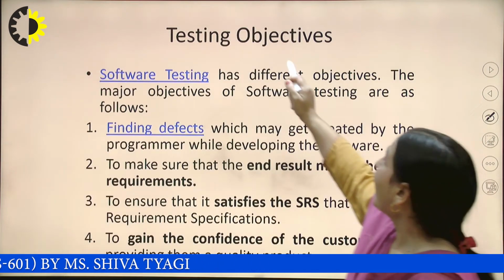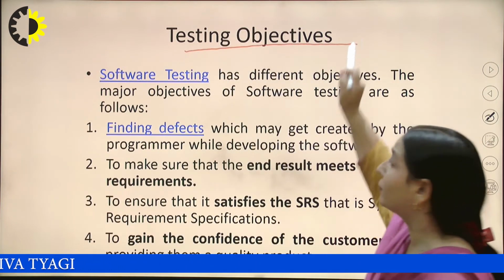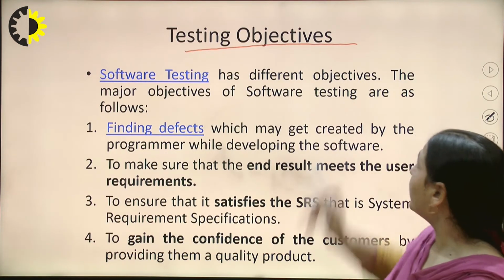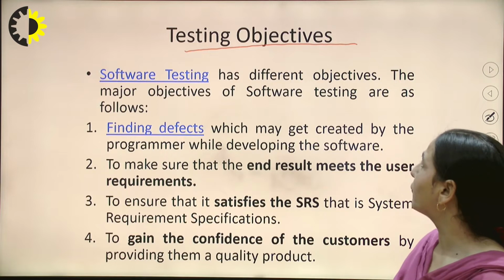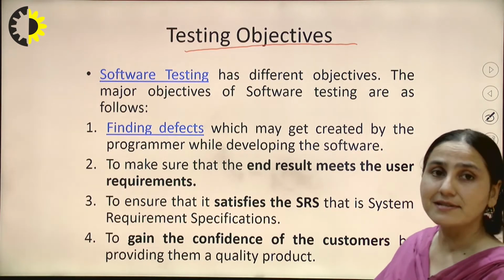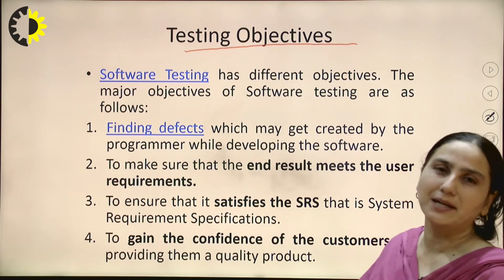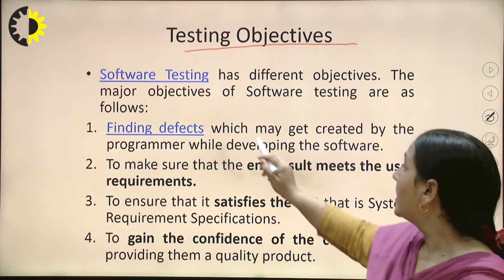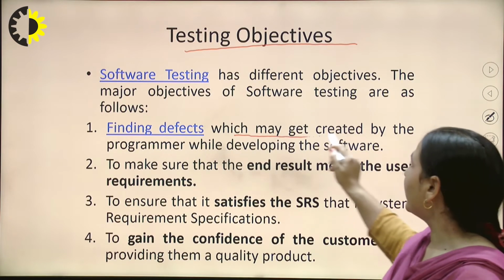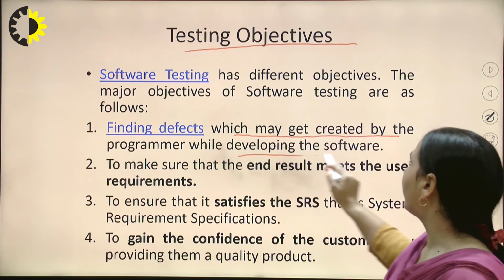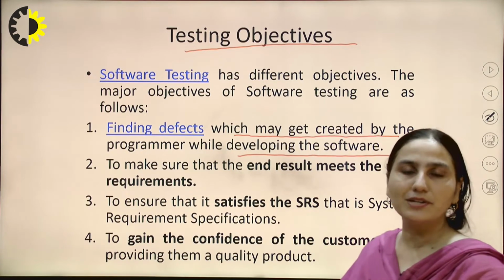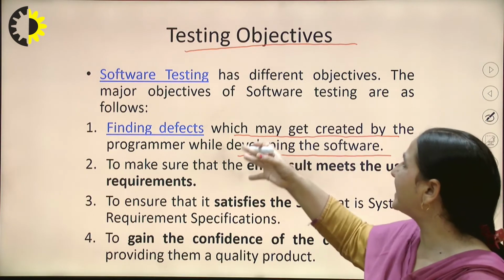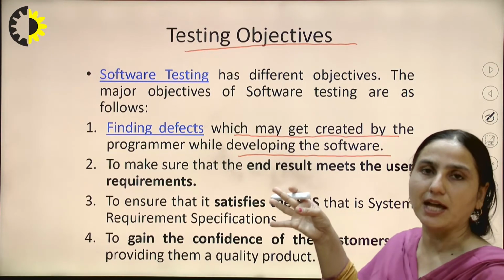Now, what are the testing objectives? With what objective should we perform testing? Software testing has different objectives. The major objectives of software testing are as follows. First, of course, finding the defects in a particular piece of code is the most important objective of software testing: finding defects which may get created by the programmer while developing the software. When an individual is developing a particular piece of code or software, there can be a number of defects created during programming.